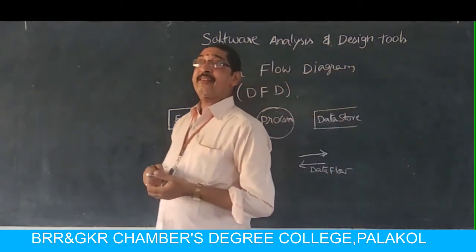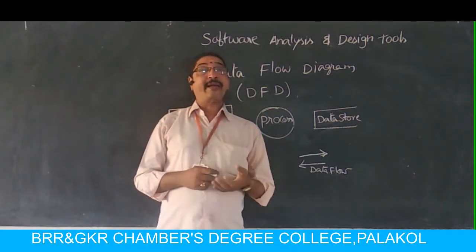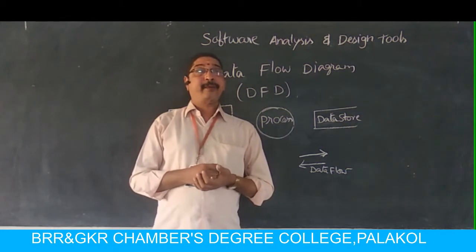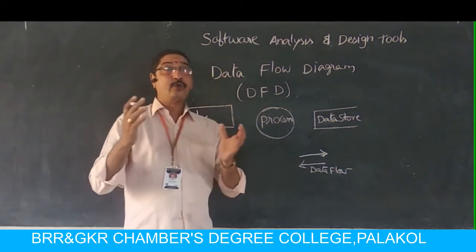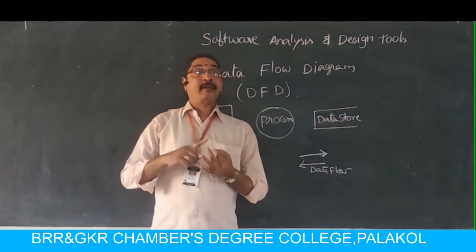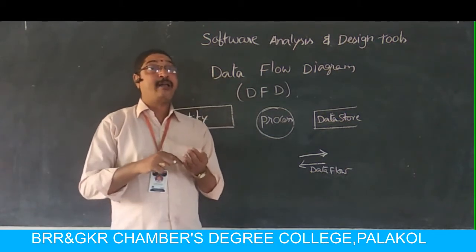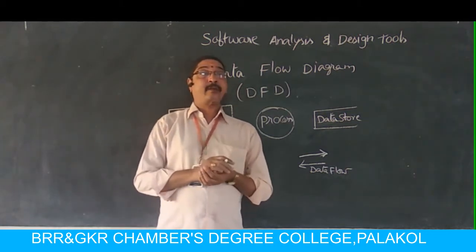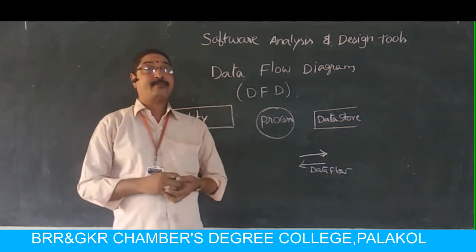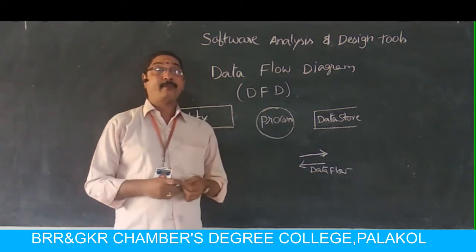If you see an example for entity, it is a person. If you go for a bank, customer is the entity because a customer will have so many details. He will have customer number, customer name, customer address, phone number, email, like that. A customer has so many details. So here customer can be called as entity. So that will be represented with the help of rectangle.